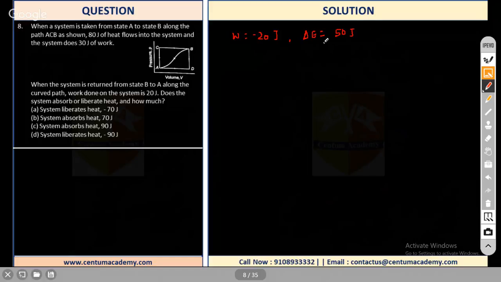What we have to find out: does the system absorb or liberate heat? And if it does, then how much? So we can use del E is equal to Q plus W. Del E is 50, W is minus 20. So Q is equal to what? 70 joule.